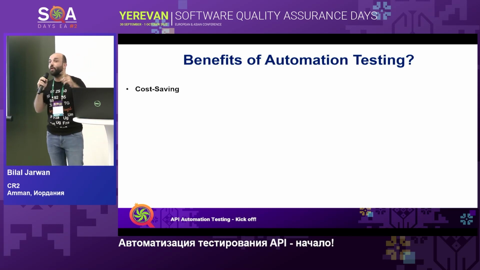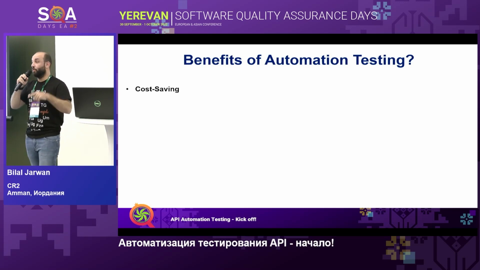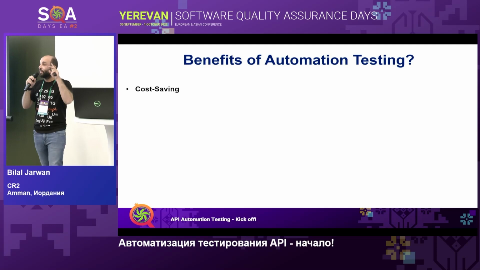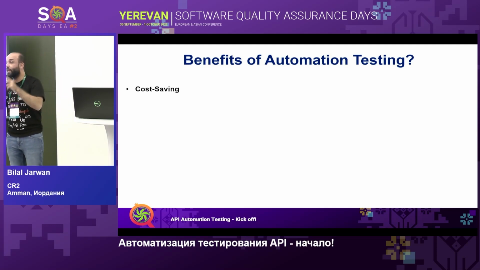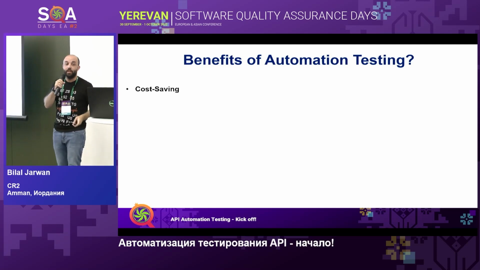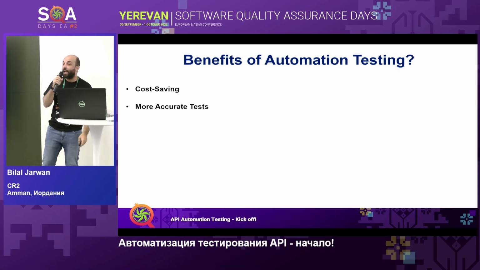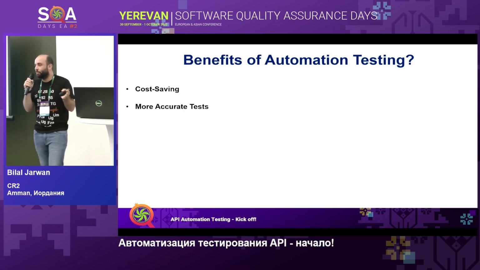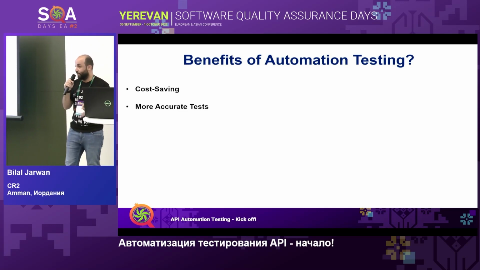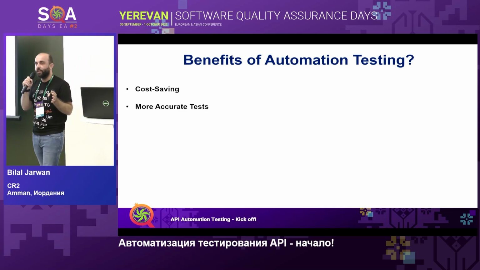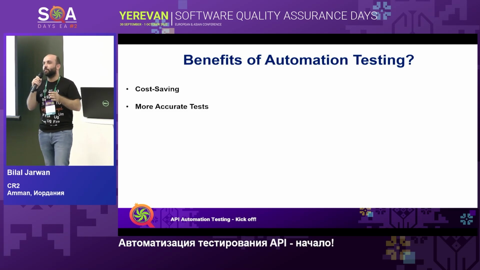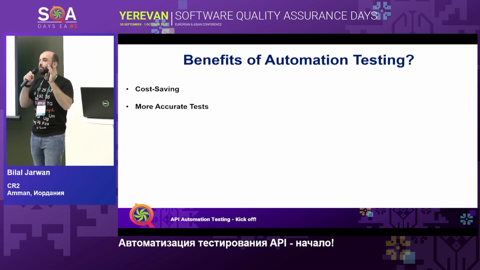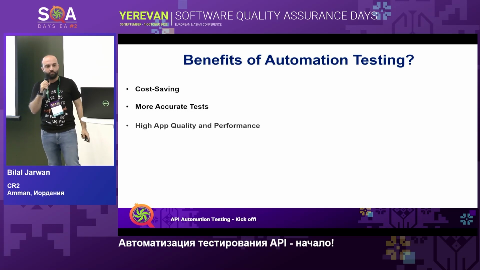So if we move on, the first thing is cost saving. As you know, if you have an automation project within your company, that will save cost, because the things done by people can be done by scripts. The second thing is accurate tests. As all of us know, human errors happen and will happen, but in automation, it's a different idea. You have a script and it will be running. If it fails, it fails, but this will reduce human mistakes.